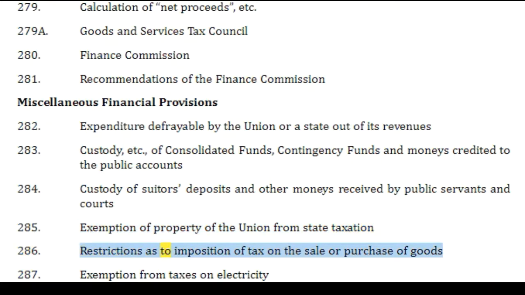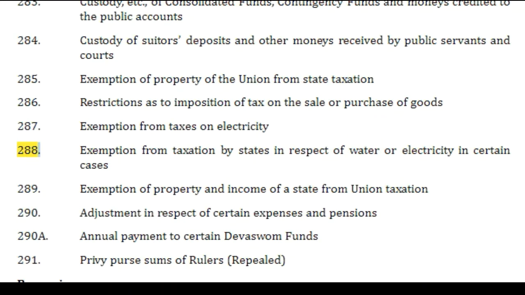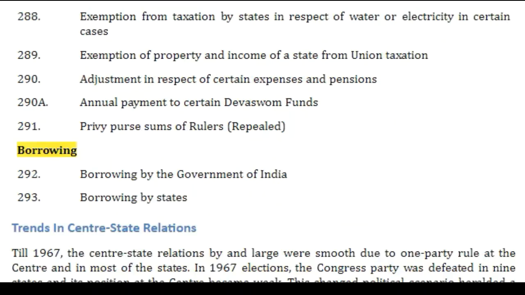286. Restrictions as to imposition of tax on the sale or purchase of goods. 287. Exemption from taxes on electricity. 288. Exemption from taxation by states in respect of water or electricity in certain cases. 289. Exemption of property and income of a state from union taxation. 290. Adjustment in respect of certain expenses and pensions. 290A. Annual payment to certain Devaswom funds. 291. Privy purse sums of rulers, repealed. Borrowing. 292. Borrowing by the Government of India. 293. Borrowing by states.